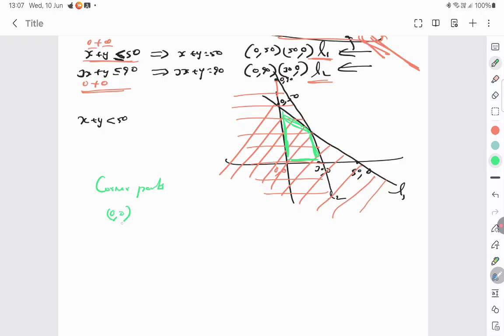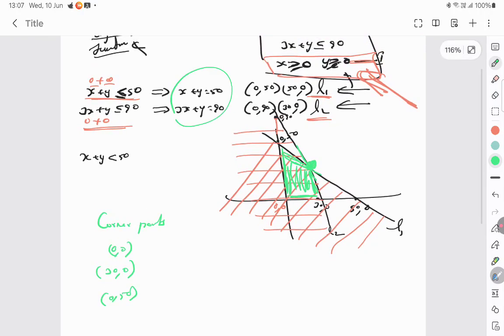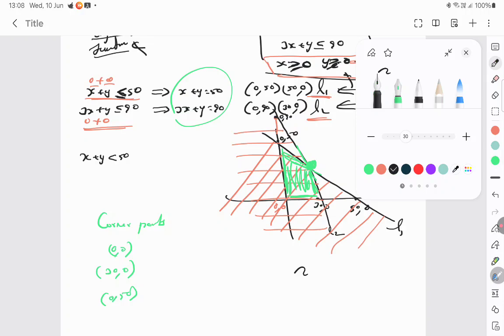What are the corner points? You have 0, 0, you have 30, 0. You have 0, 50, but you don't know this corner point of this quadrilateral, for which you should solve this line and this line. Where are the 2 lines? Here are the 2 lines. Just solve them. Take the 2 lines and solve it.